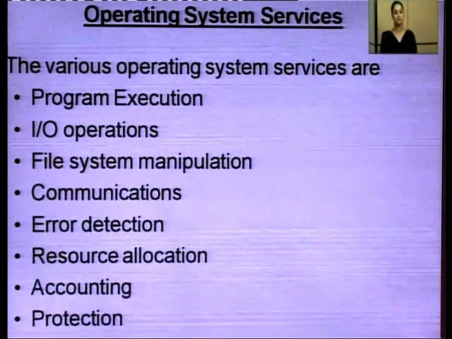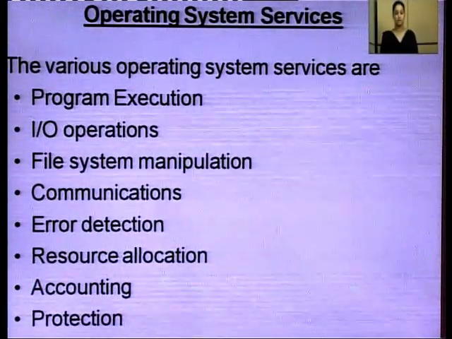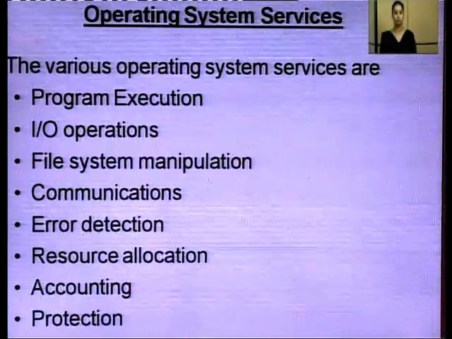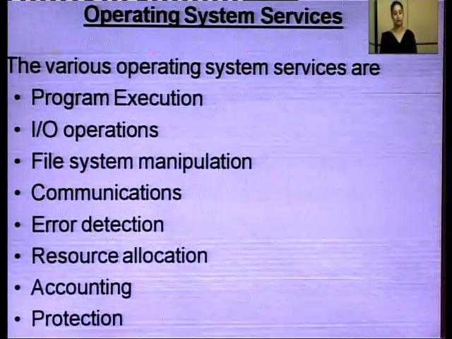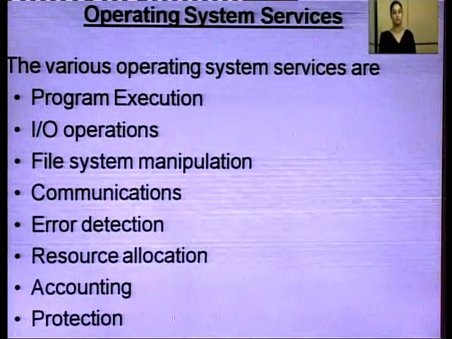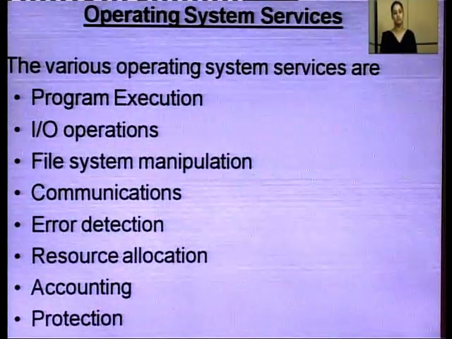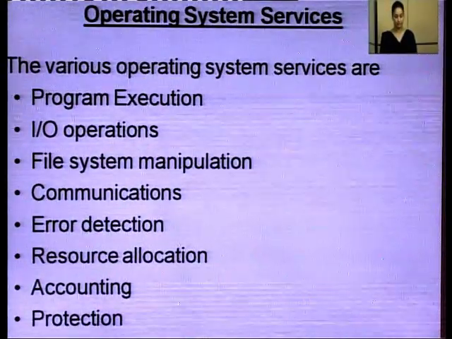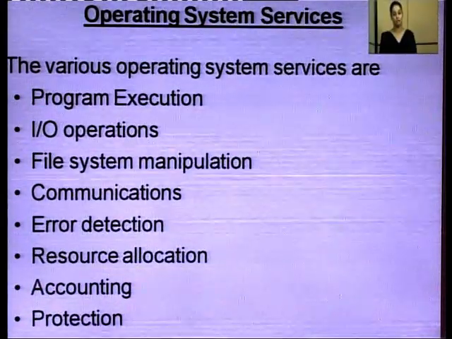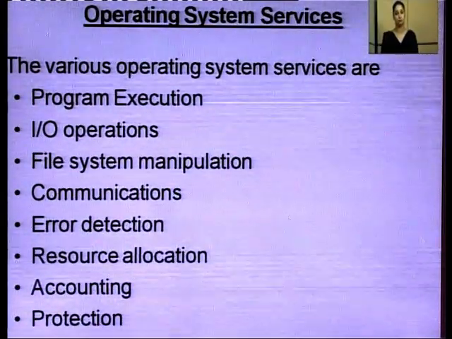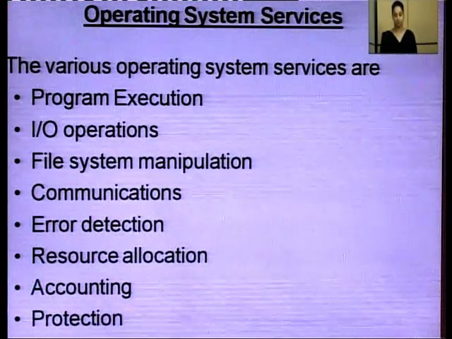Next one is communication. Communication is done at two levels. First, processes executing on the same computer at the same place, in the same environment, need communication between those two processes. And second, processes executing on a network on different systems also need communication. This communication is done by shared memory or message passing.